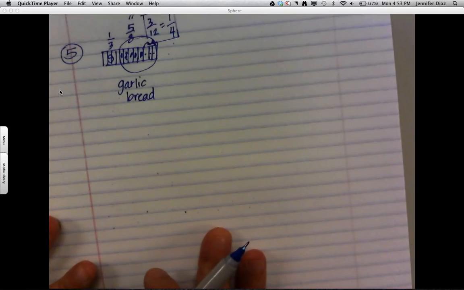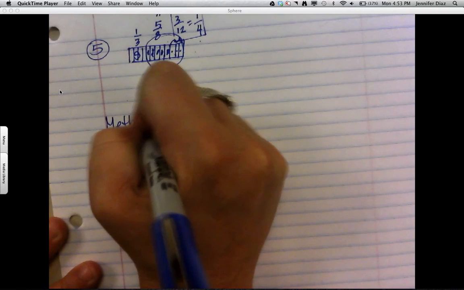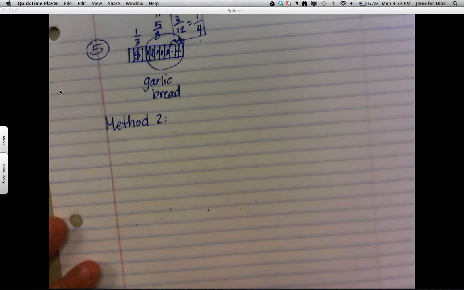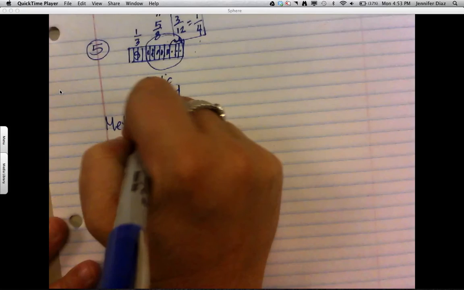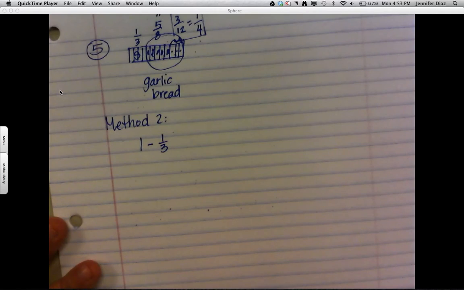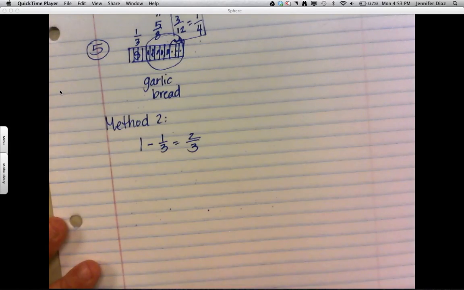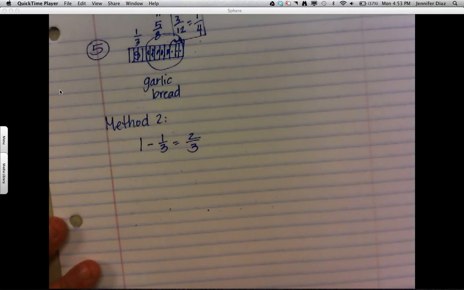Now to solve it using method 2. Let's start over. Mrs. Kong uses 1/3 of a stick of butter in a sauce. She then uses 5/8 of the remaining butter to make garlic bread. So we have to start with finding out what that remainder is. So we take the 1 stick of butter minus 1/3. This gives us 2/3. And she uses 5/8 of the remainder.